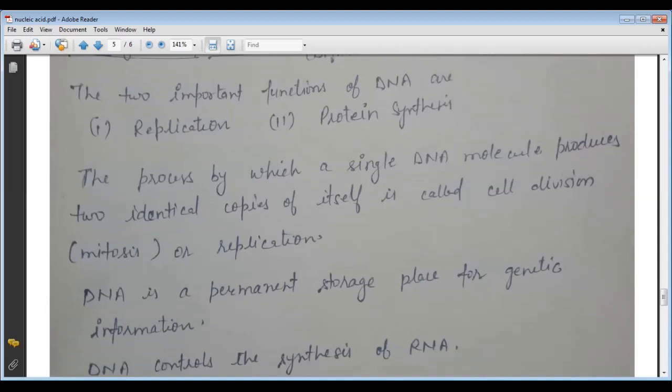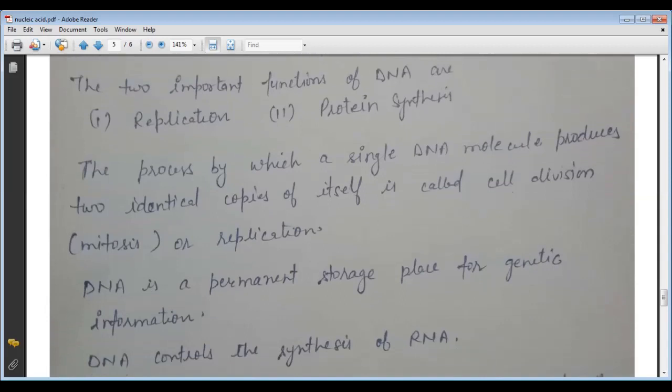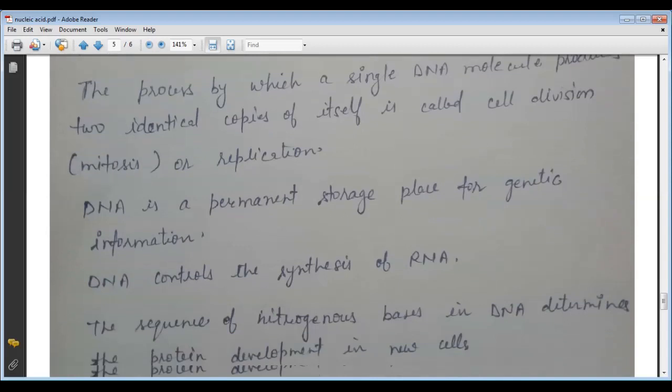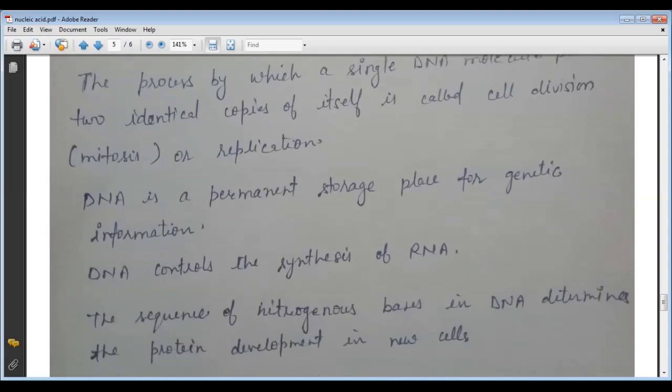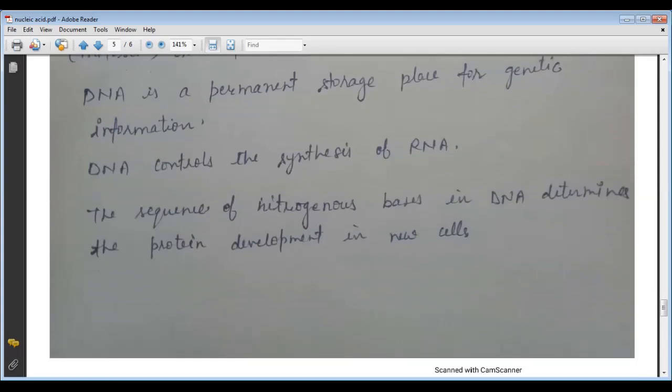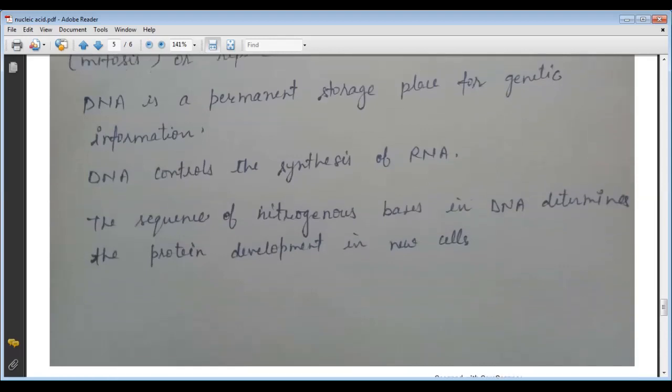The DNA is a permanent storage place for the genetic information. It means that all the genetic information is stored in the DNA, and the DNA controls the synthesis of RNA also. The sequence of nitrogenous bases in DNA determines the protein development in the new cell. So these are the main functions of the DNA.